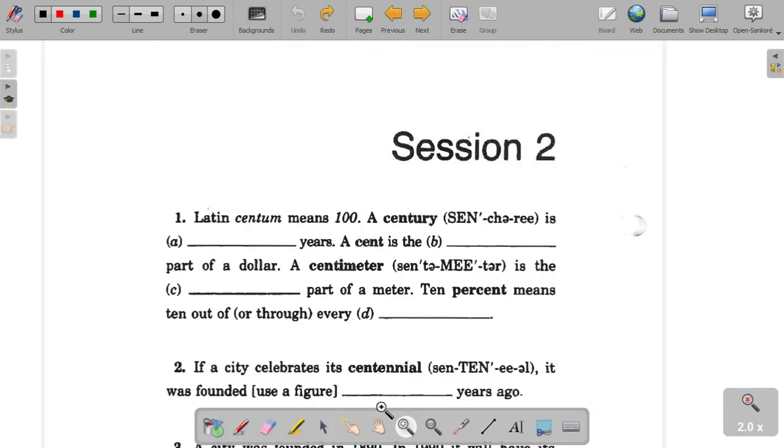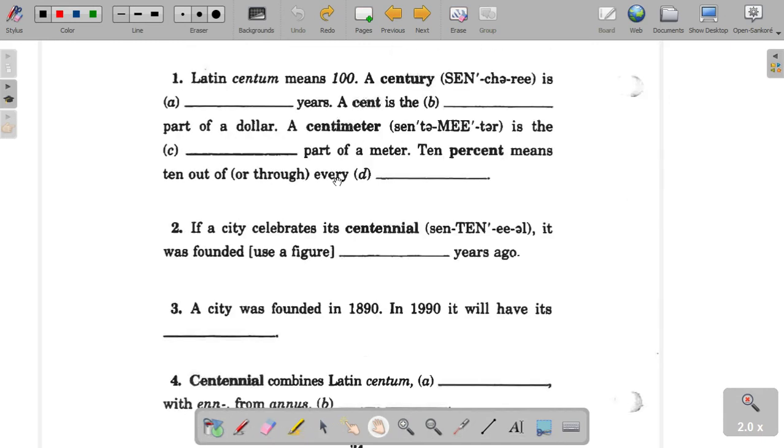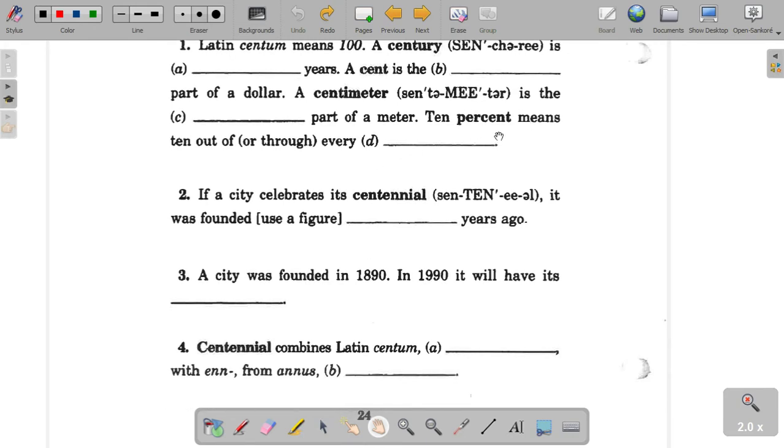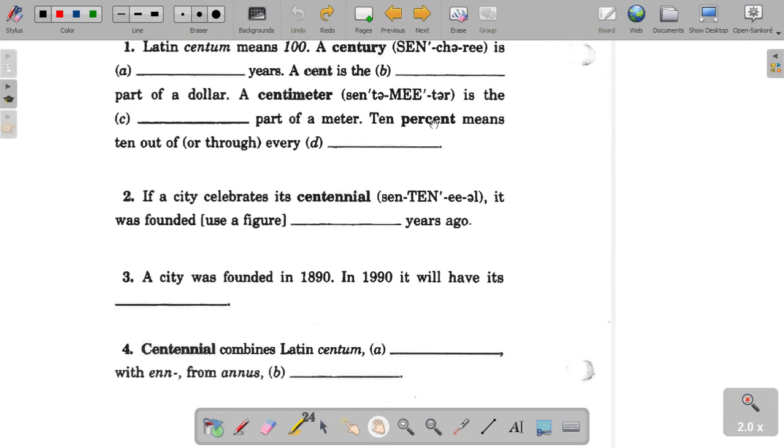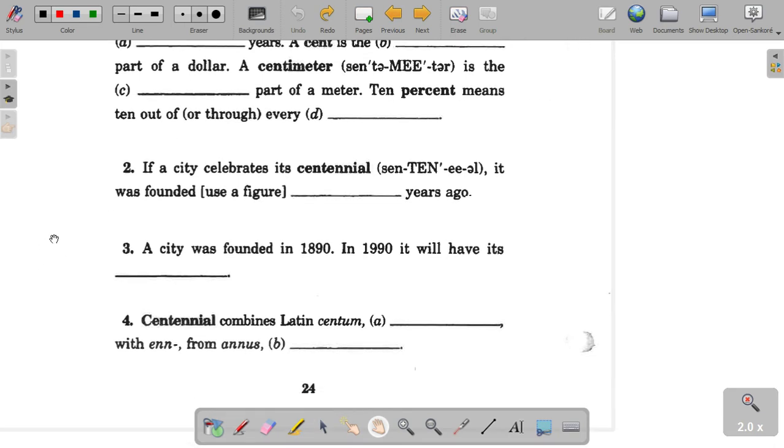So Latin centum means 100. So a century is 100 years. And then 1 cent is 1/100th of a dollar. That's why we call them cents. A centimeter is 100th of a meter. 10% means 10 out of every 100, basically. So that's why it's called percent. Probably not something that you think about all the time, like where the word percent comes from, but it actually makes sense. So through every 100, it would be 1 through every 100, or 10 through every 100. A centennial is every 100 years you celebrate that.